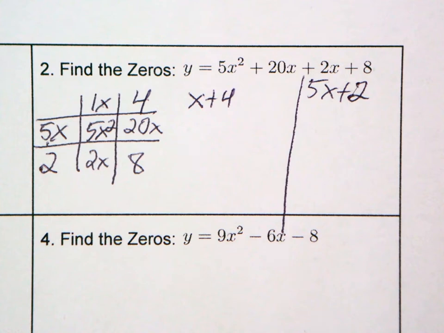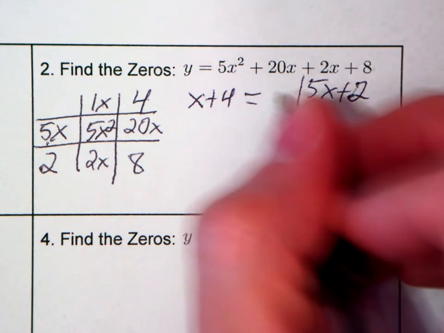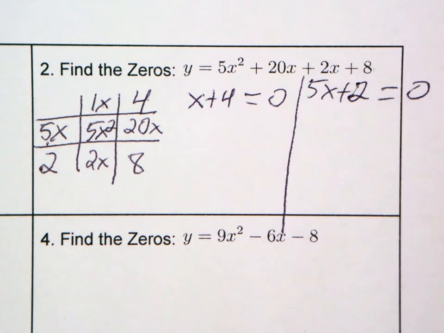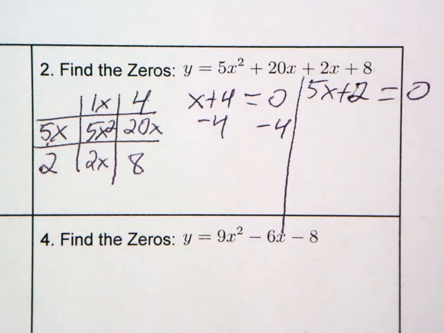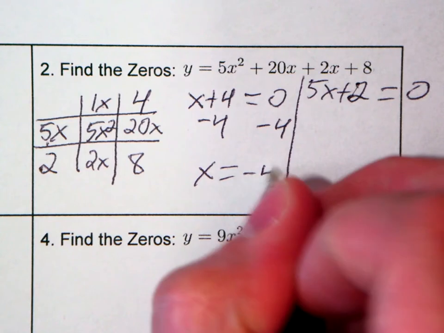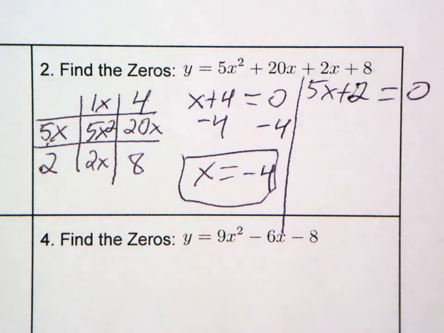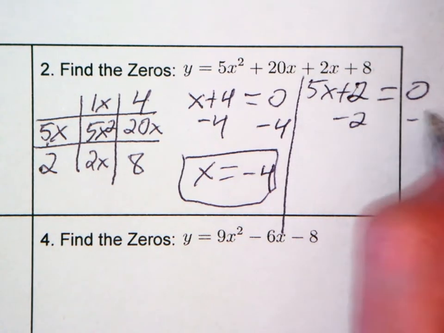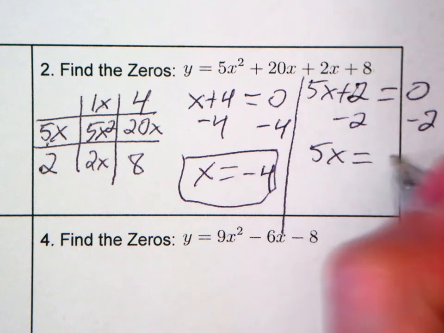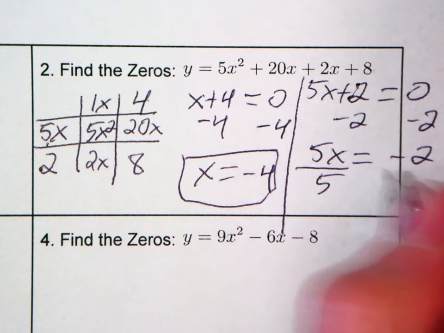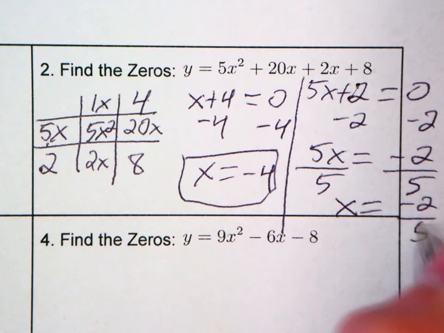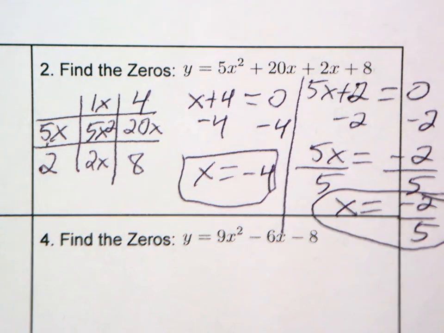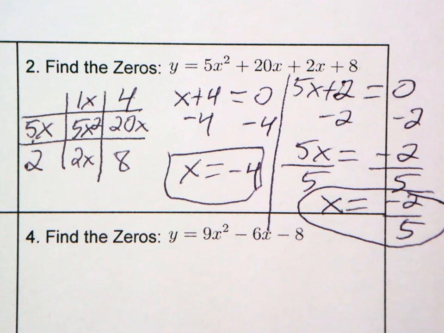To find the zeros, though, I set both of these equal to 0, and then I solve. This is a one-step equation. When I subtract 4 from both sides, I get right to my answer, negative 4. On the right, I have to subtract 2 from both sides, giving me 5x is equal to negative 2, and then I divide by whatever's in front of x. So x is equal to negative 2/5. And we can leave that as a fraction. It's actually easier if you do so.